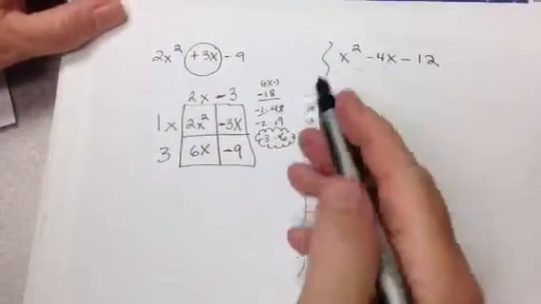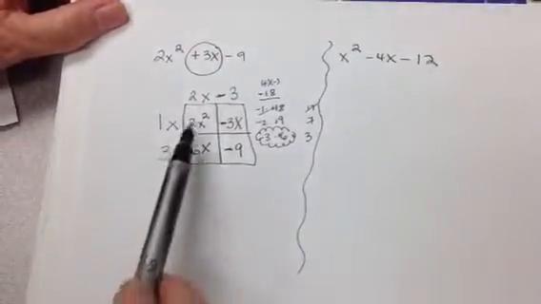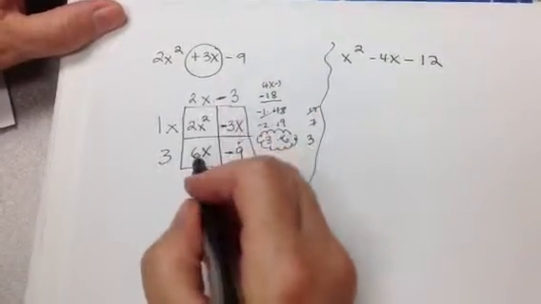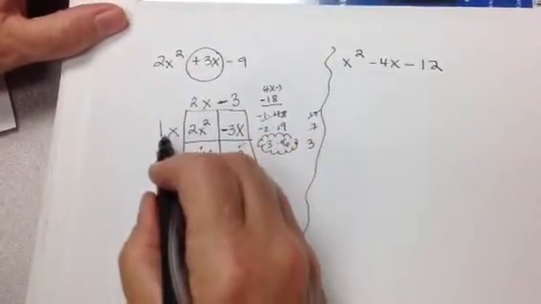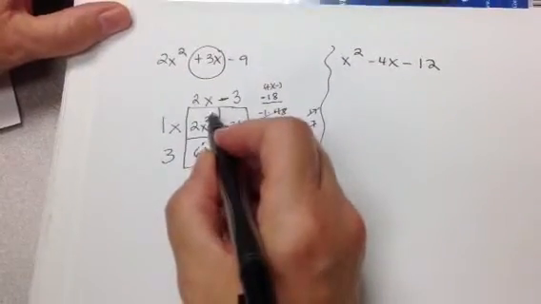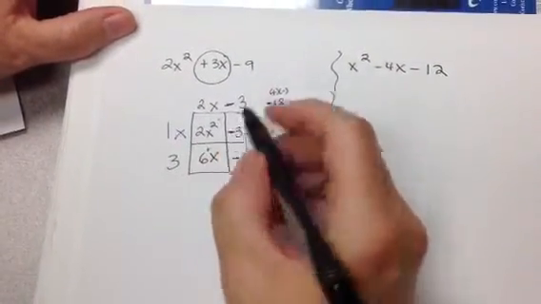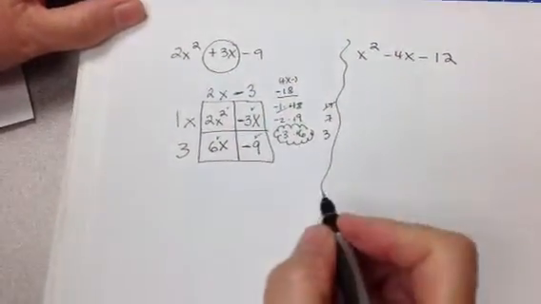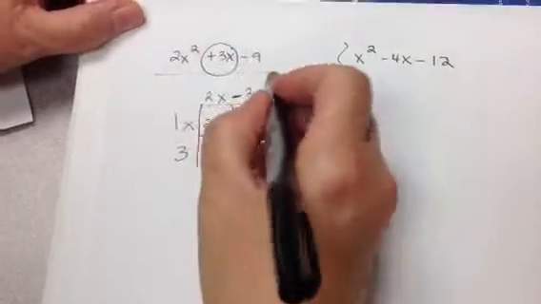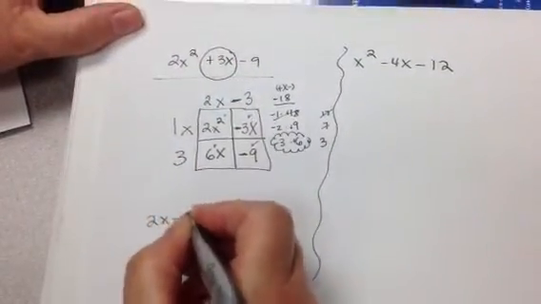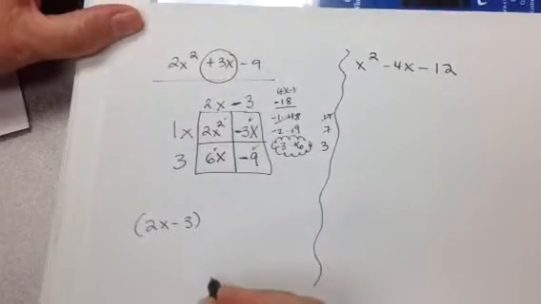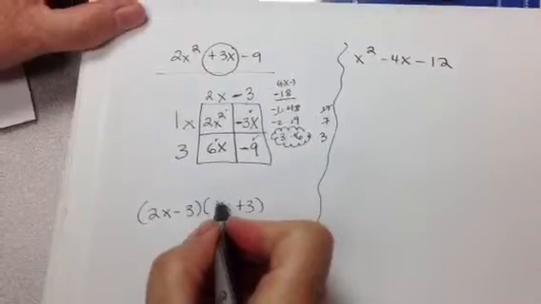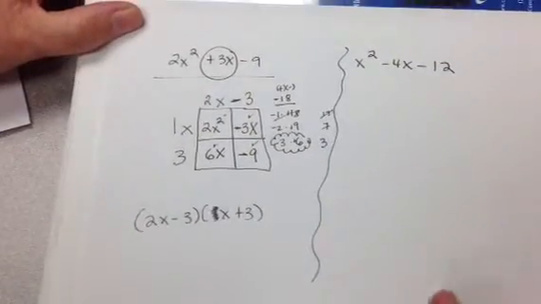All right, now what I need to do is go around the outside checking. 3 times negative 3, negative 9. Check. 3 times 2x, 6x. Check. 1x times 2x, 2x squared. Check. 1x times negative 3, negative 3x. Check. So this outside works to give me the inside of my box. So my factored form of this polynomial is 2x minus 3 in parentheses times 1x plus 3 in parentheses. Technically, we shouldn't write that 1, but if you did, it wouldn't be wrong.